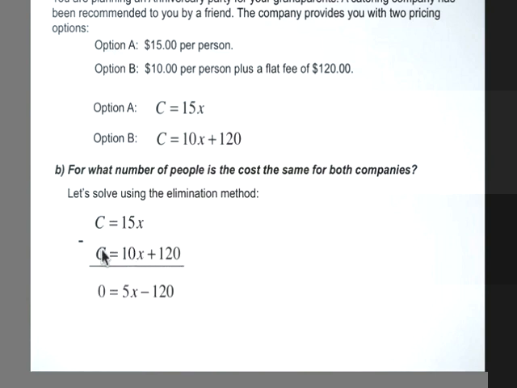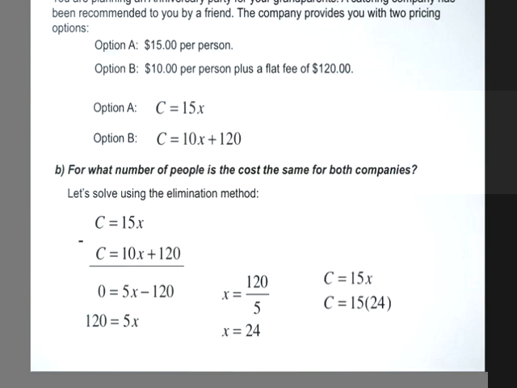c minus c is 0. 15x minus 10x is 5x. And be careful here, 0 minus 120 is negative 120. So it's minus 120. And so watch your signs there. So 120 is equal to 5x when we add 120 to both sides. We divide both sides by 5 and we find that x is equal to 24.